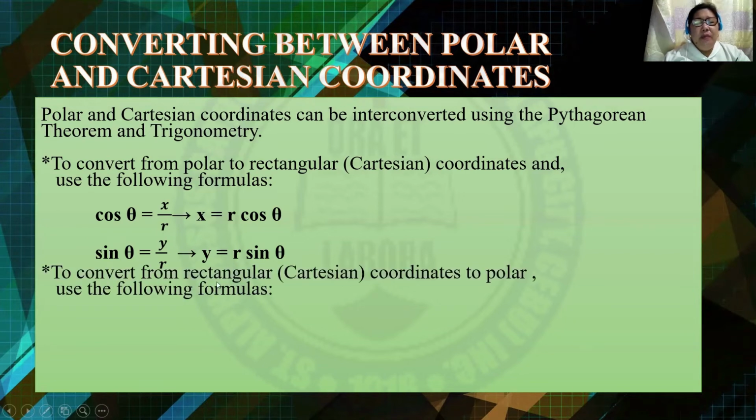Then to convert from rectangular or Cartesian coordinates to polar, we're going to use these formulas. r squared is equal to x squared plus y squared, and tangent theta is equal to y over x.